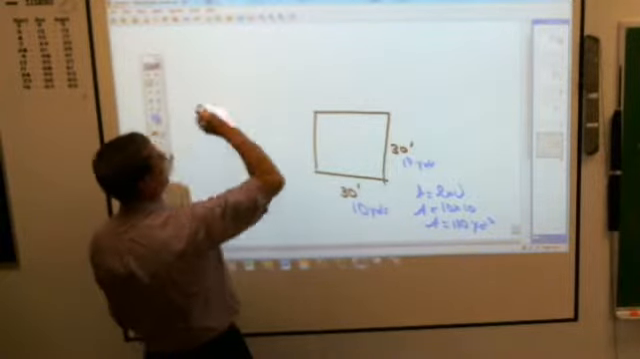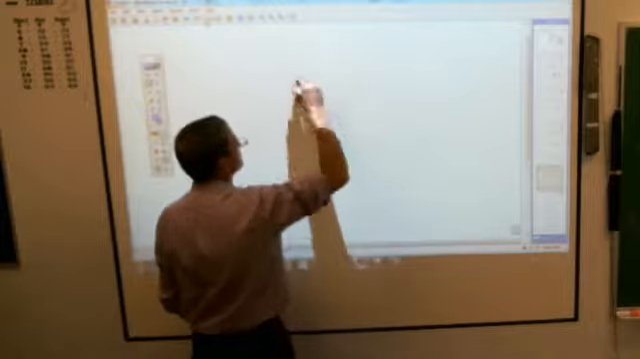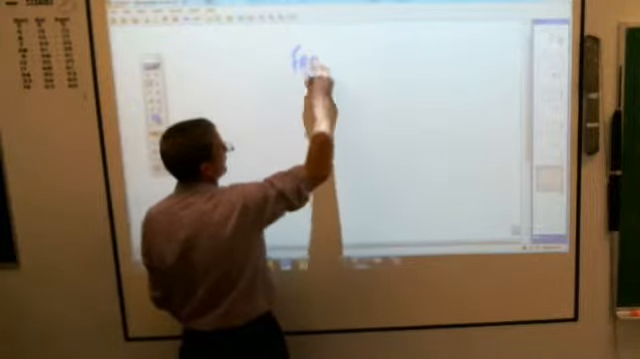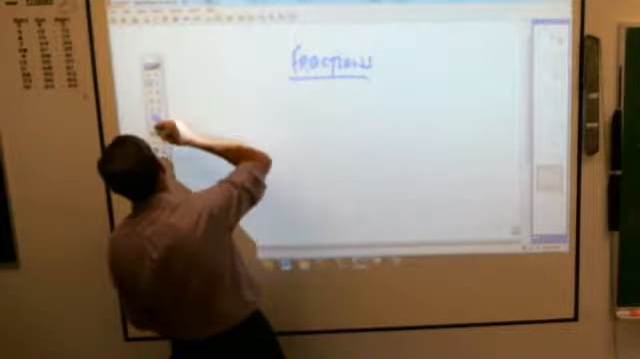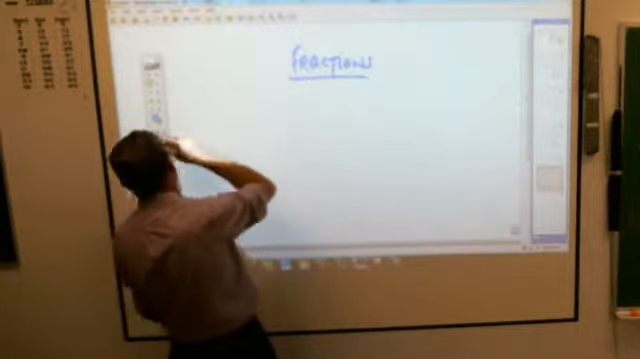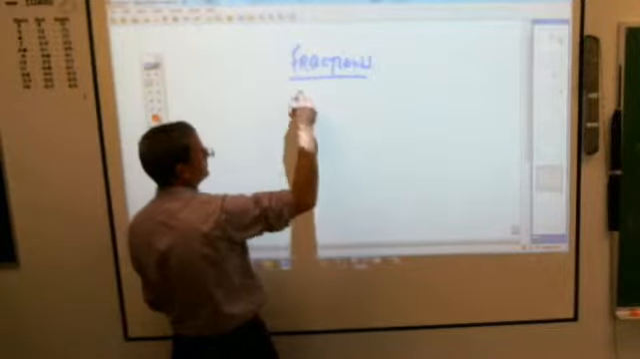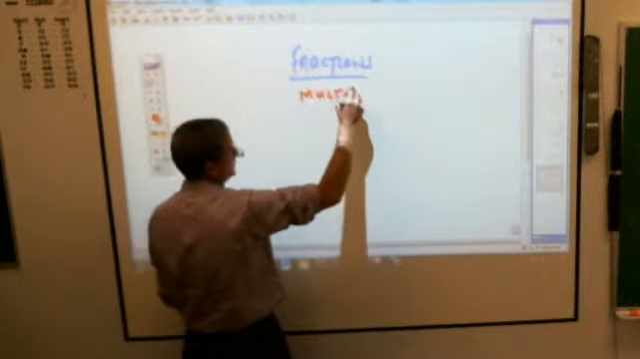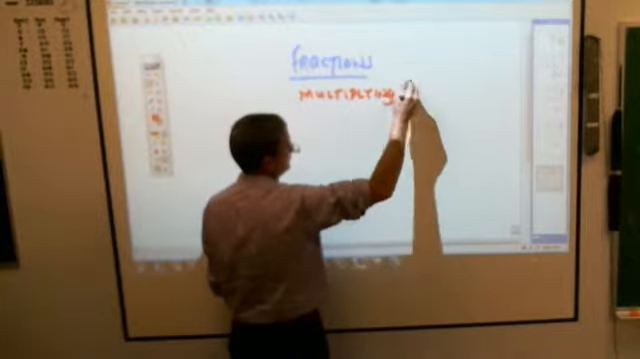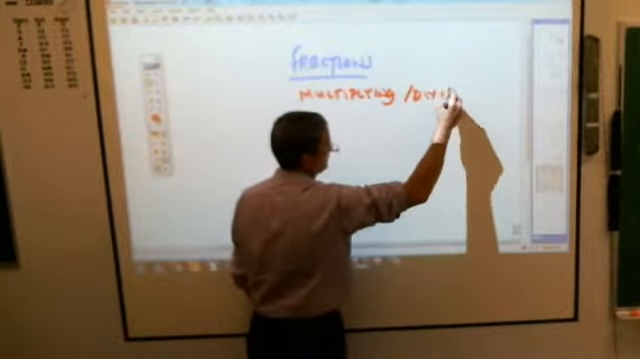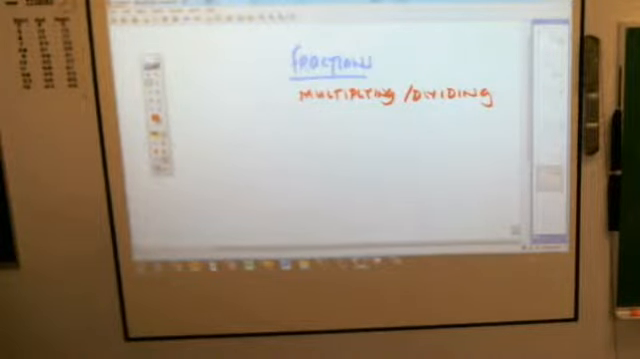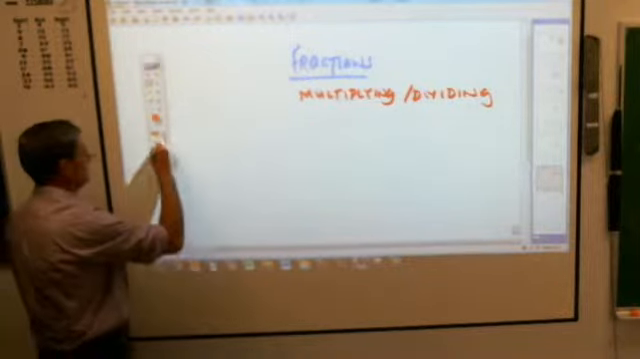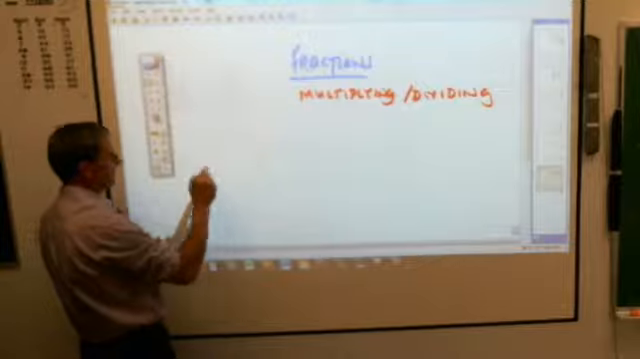Just a couple points to ponder here. Under fractions, subheading, multiply and divide. Multiplying, dividing. And we'll go hyper speed warp there, just because we've done this before and I don't think we need to spend that much time on it.